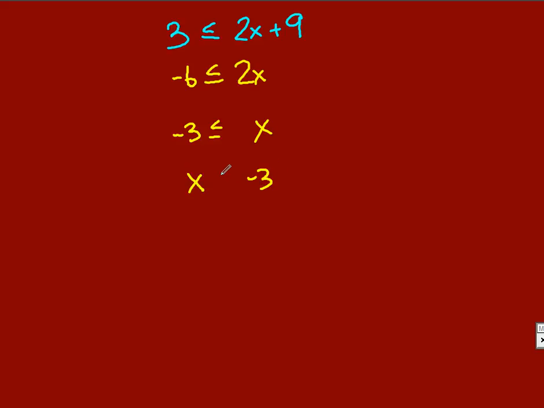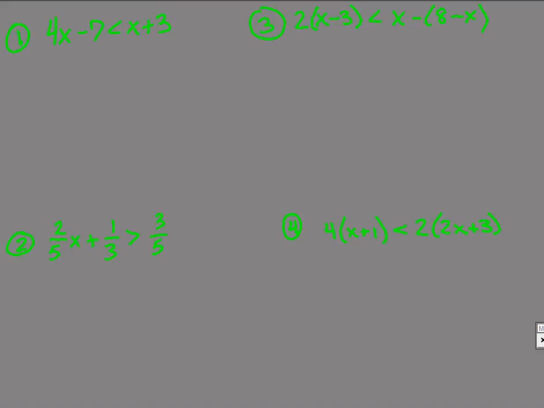So flip them around, which means that's where you flip the sign to keep the arrow pointing at the negative 3. So with your number line, negative 3, there's your 0. We want a closed circle because it's greater than or equal to, and shading to the right. All right? Now, some fancy cases.